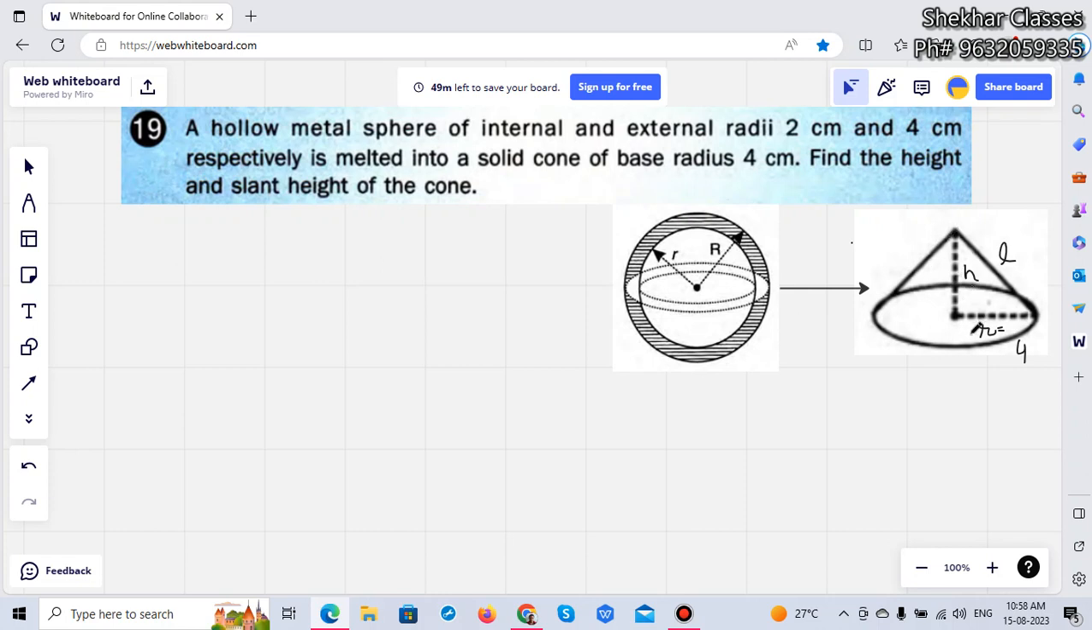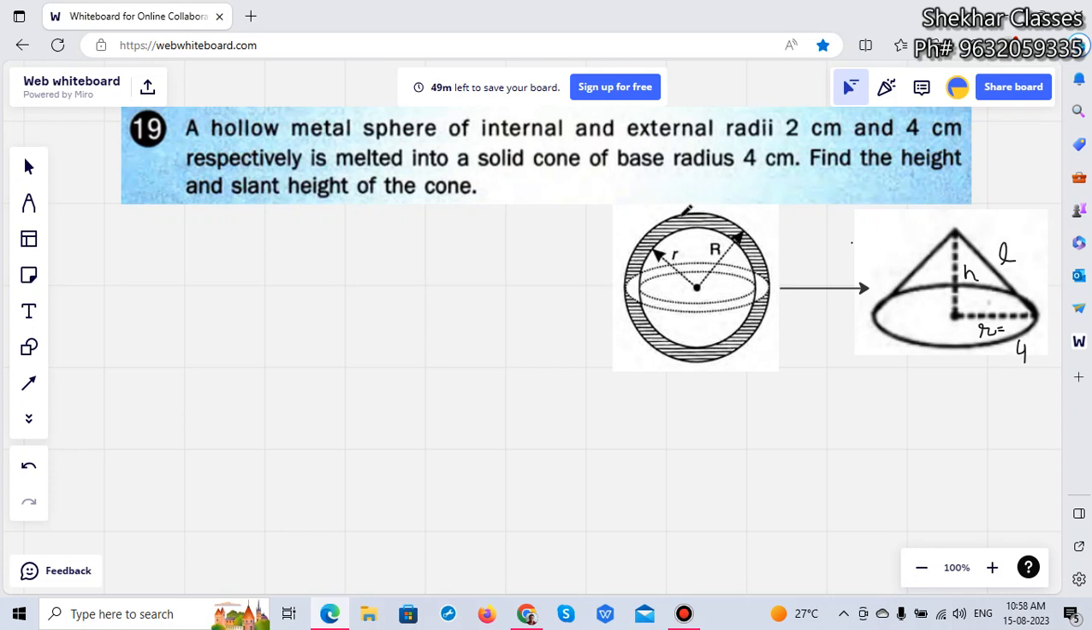This is the cone. The radius of the base is 4 cm, small r, height is small h, and the slant height is small l here. So we know that the metal part of it has been equal to the metal part of this one. The metal part is basically a hollow one. Inside it is just air.